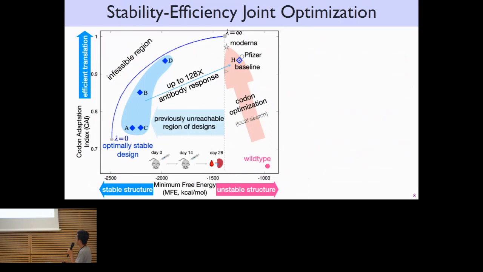So here's the rough idea. We have actually two optimization directions. One is stability, or the lower the better in terms of free energy, because in physics, the more negative the free energy, the more stable it is. But on the y-axis is the translation efficiency, indexed by the codon adaptation index.